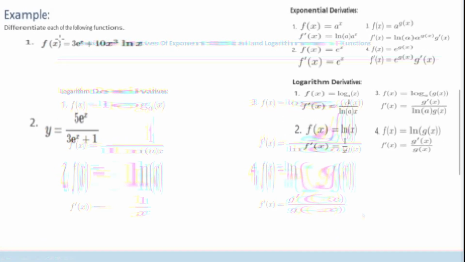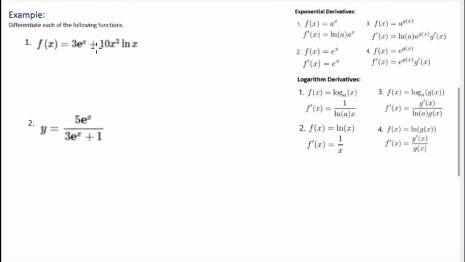Example: differentiate each of the following functions. Number one, f(x) = 3 times e^x plus 10 times x^3 times ln(x), and we differentiate f'(x), which is 3 of e^x, or 3.